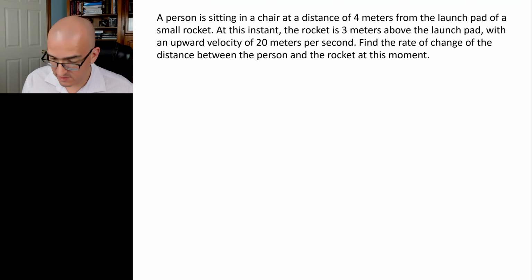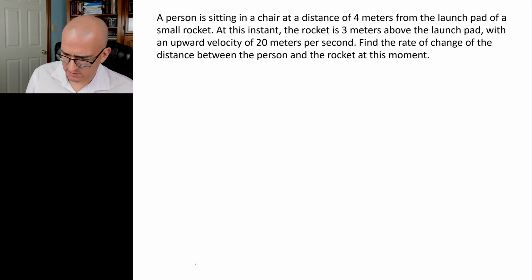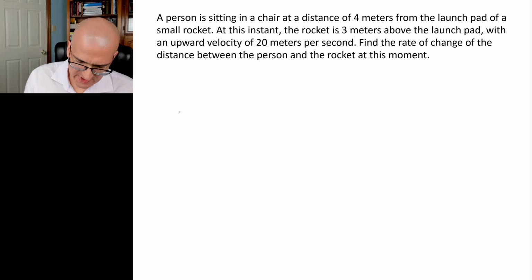Okay, another example. A person is sitting in a chair. Sounds safe. 4 meters away from a launch pad of a small rocket. Better be really small, 4 meters away. At this instant, the rocket is 3 meters above the launch pad with an upward velocity of 20 meters per second. Find the rate of change of the distance between the person and the rocket at this moment. You better draw this. You better not try to solve these without drawing a picture, or you're going to get it wrong. I'm going to start by drawing the launch pad, because that's kind of the center of the action.